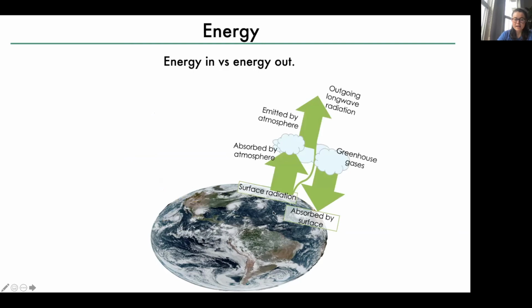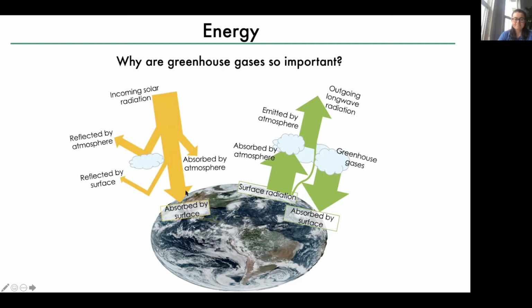In terms of energy going out, we have this surface radiation term. Most of that is absorbed by the atmosphere. Some of it just goes directly out to space. And then some of that absorbed by the atmosphere is emitted back down to the surface and absorbed by the surface. And some of it is emitted out to space. So it's just outgoing long wave terrestrial radiation. And so that's the balance. There's this incoming part that's absorbed by the surface, and then there's this outgoing part.